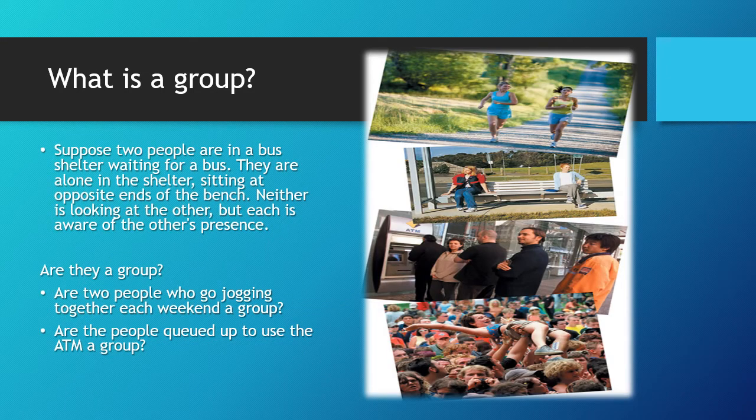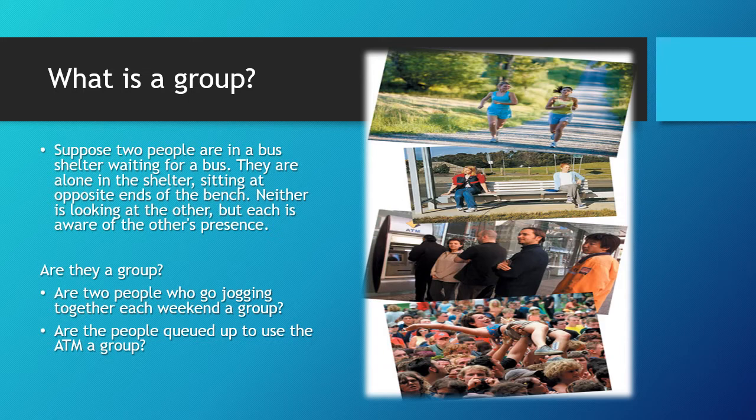And this is usually because you're part of a group. So suppose two people are in a shelter waiting for a bus. They're alone in the shelter, sitting at opposite ends of the bench. Neither is looking at each other, but each is aware of each other's presence. They're not considered a group.